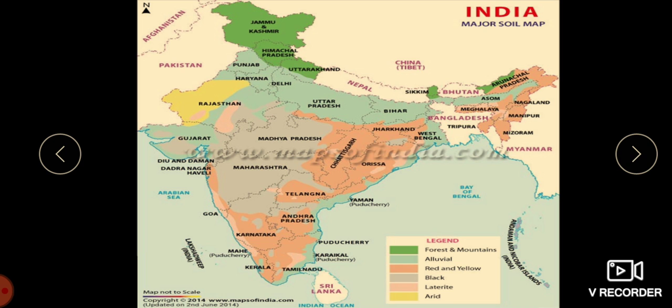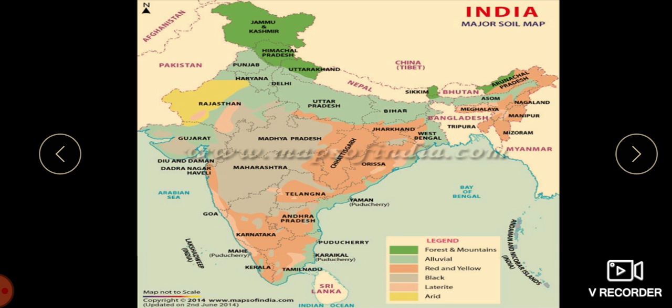So the red soils, what do we grow? As I told, we grow ragi, millets, groundnuts, tobacco and potato. With the help of irrigational facilities, we can grow the other crops also, children.